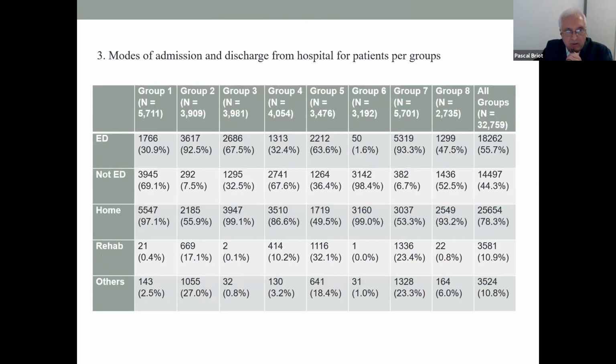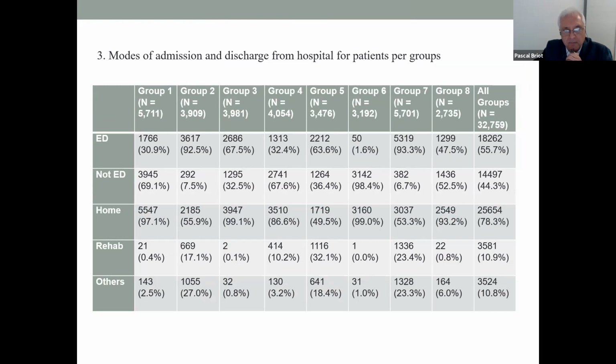So then we move to the mode of admission. That's always very important when you look at clinical activity in your hospital. Patients enter through the ED or other means. And then patients are released from the hospital at home or in rehab or in another institution. And so we look at that as well across those 8 groups.